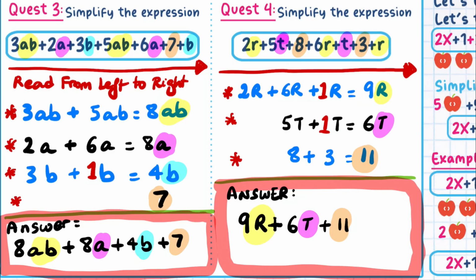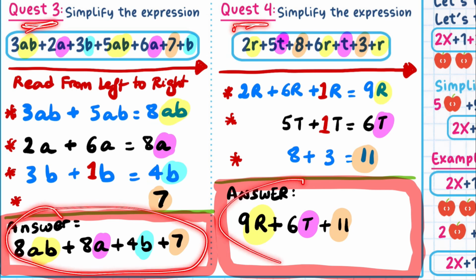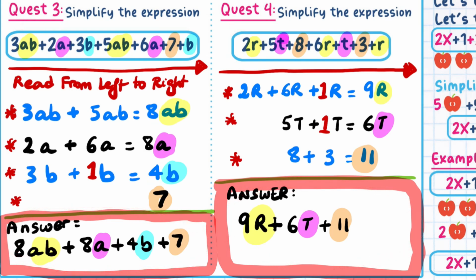Okay, students, here are the answers for quest 3 and quest 4. If you look at the bottom, go ahead and check if you have the same thing. So it's supposed to be 8ab plus 8a plus 4b plus 7 for quest 3. Now for quest 4, it's supposed to be 9r plus 6t plus 11.